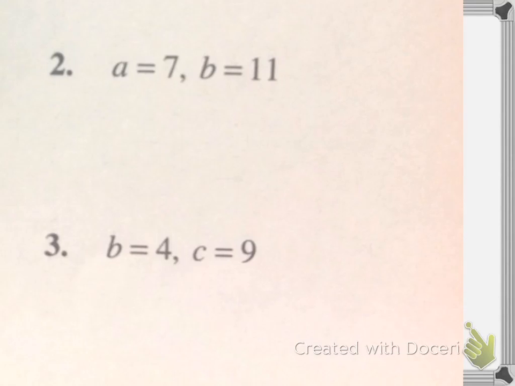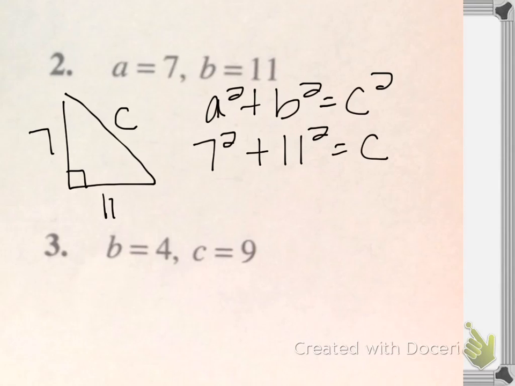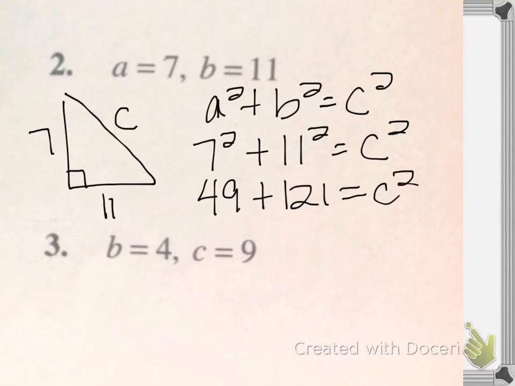So in our first problem, we have a equals 7 and b equals 11. If we think of our triangle, we know that a and b are the legs, so one of them is 7 and the other one is 11, and we have to find c. When we use the Pythagorean theorem, a squared plus b squared equals c squared, I'm going to square my 7 and square my 11. So that's going to be 49 and 121. 49 and 121 is 170, equals c squared.